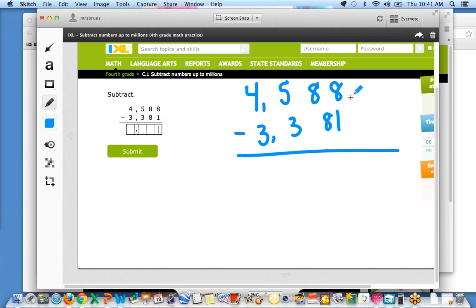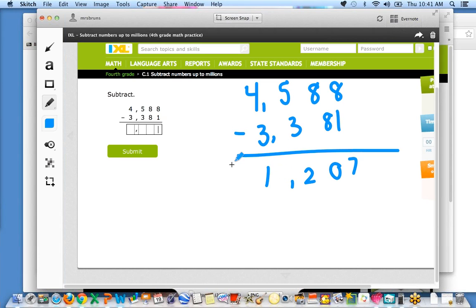All right, so pretty easy so far. 8 minus 1, 7. Good, Adam. What's 8 minus 8? 0. 5 minus 3. You guys can just say it out loud. What's 5 minus 3? 2. And 4 minus 3? 1. So my answer is 1,207.